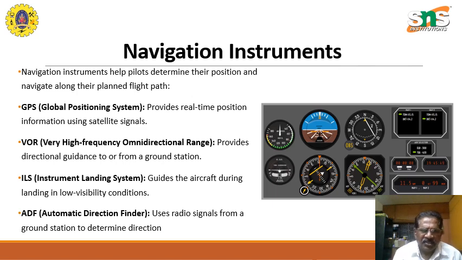Then we have the navigation instruments. Navigation instruments help the pilot determine the position and navigate along the planned flight path. You have the global positioning system, which provides real-time position information using the satellite signals. VOR, the very high frequency omnidirectional range, provides directional guidance to or from the ground station. ILS, instrument landing system, guides the aircraft during the landing in low visibility conditions. ADF, or automatic direction finder, uses the radio signal from a ground station to determine the direction.